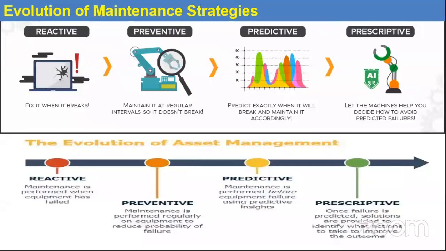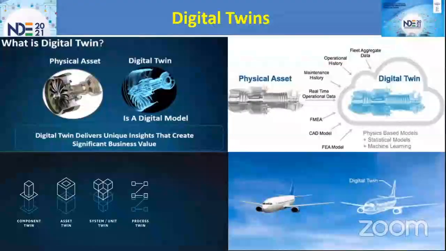So all this is also going to play a very big role in what we call maintenance strategies. And we are moving from reactive to prescriptive maintenance. And without digital transformation, that is going to be very, very difficult.